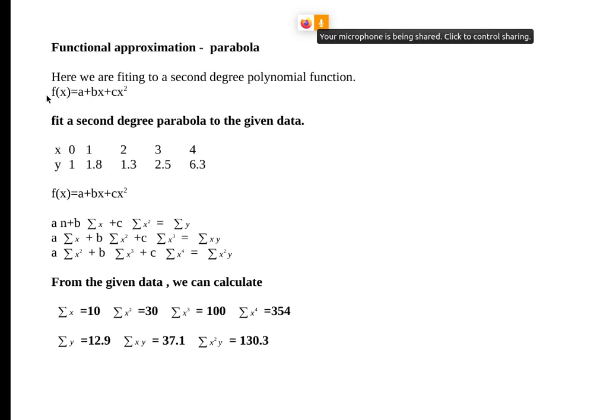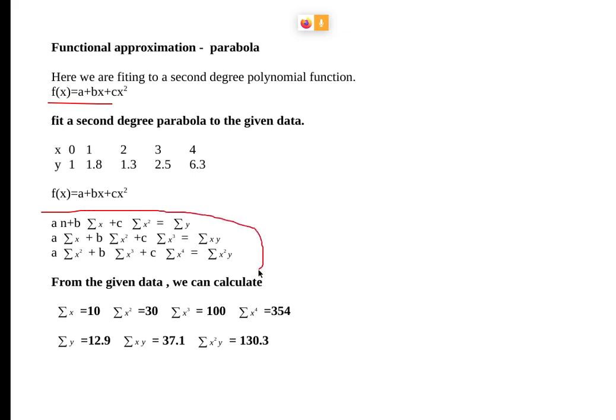For fitting a parabola, we'll be using the general second degree equation, f of x equal to a plus bx plus cx square. That is, in order to fit the given data to a second degree equation, we need to first find out the values of a, b and c. In order to find the values of a, b and c, we need three equations, and we can find these three equations using this.